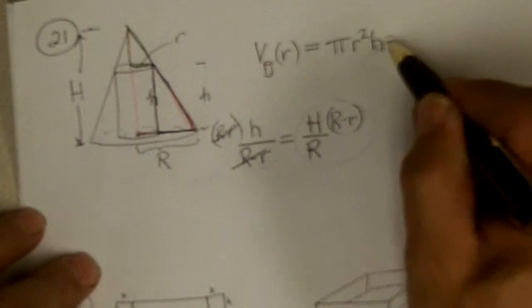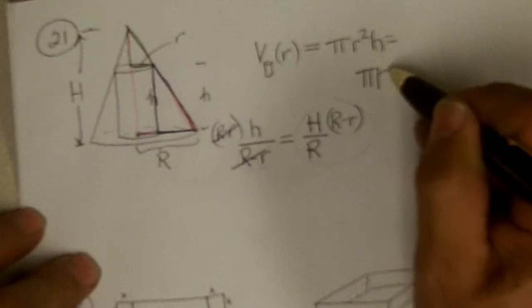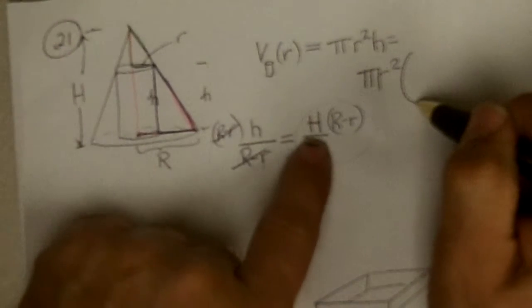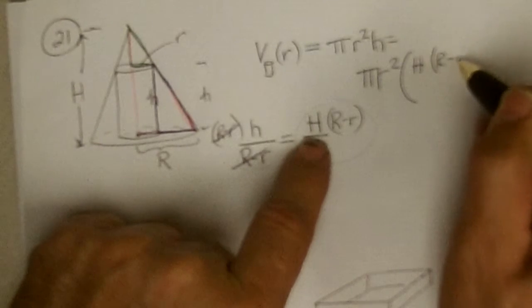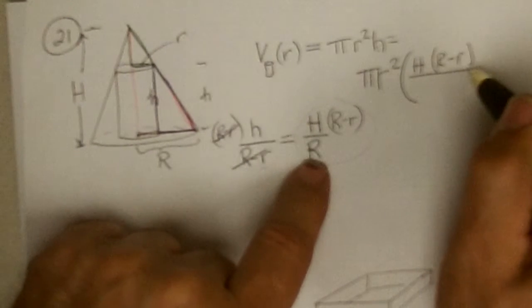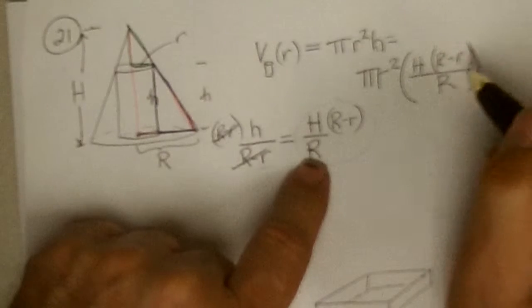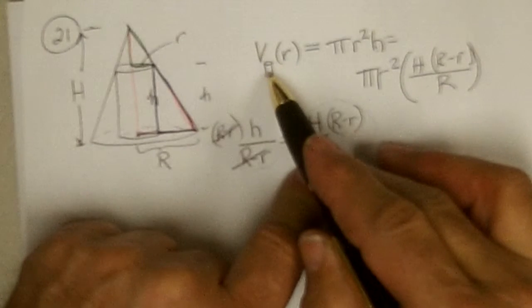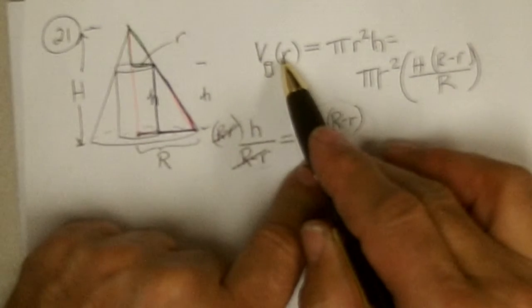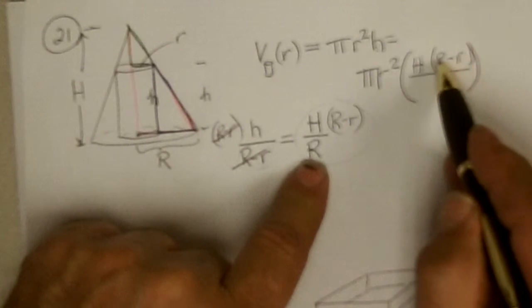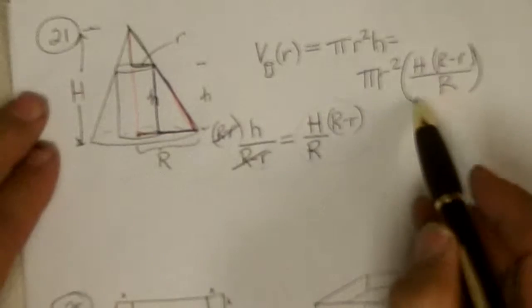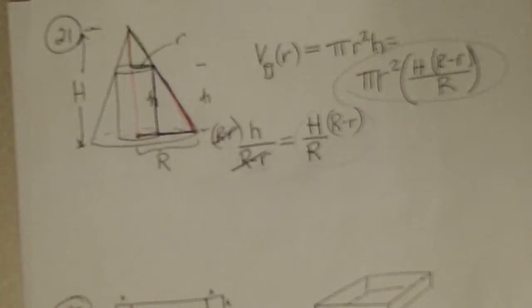And so that's what I'm going to put in place of the h. So this becomes pi r squared, capital H times capital R minus little r, divided by capital R. That's the volume of the cylinder as a function of r, because there's only little r's in here that vary. The capitals are constants. So there's my answer.